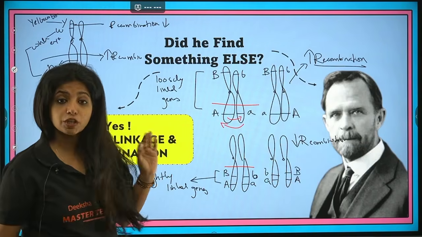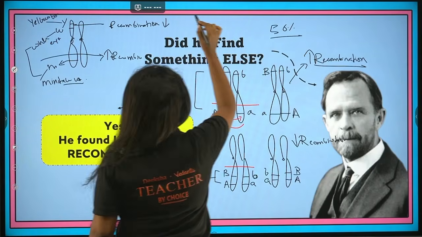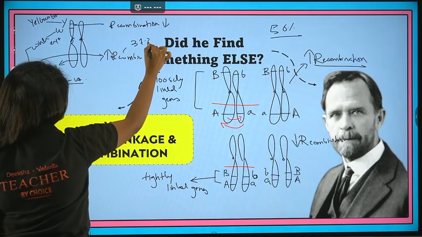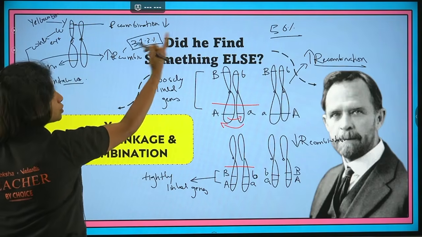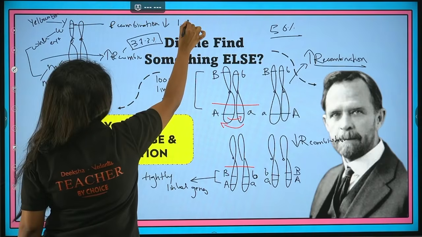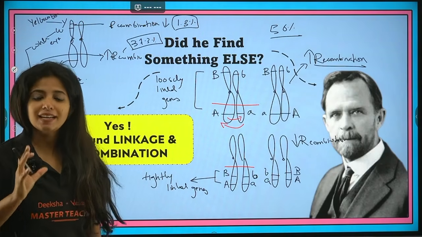So what is the maximum percentage of recombination? It is 50%. Maximum percentage is 50%. Over here, this and this character showed almost 37.3% recombination. That is very much close to 50%. What about these two genes? Here it is very less. It is almost 1.3% recombination out there. That is very less recombination.